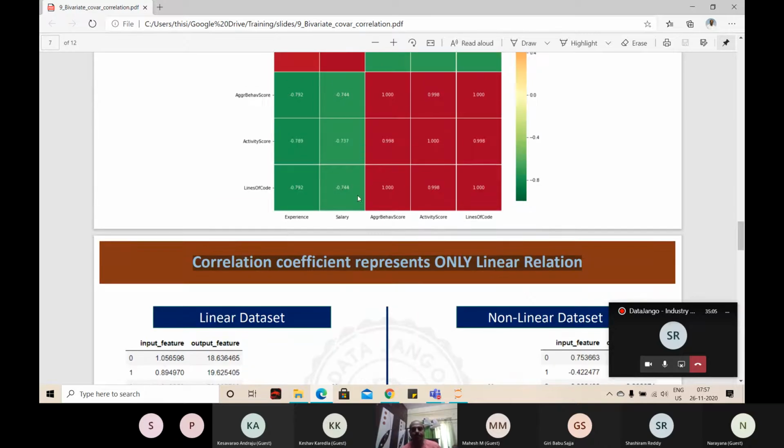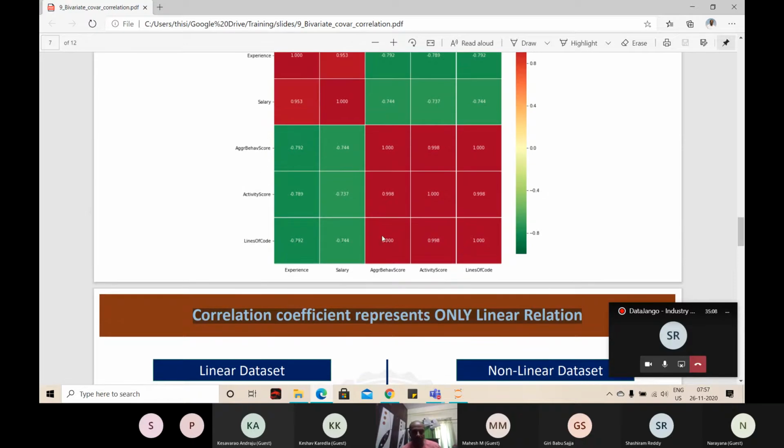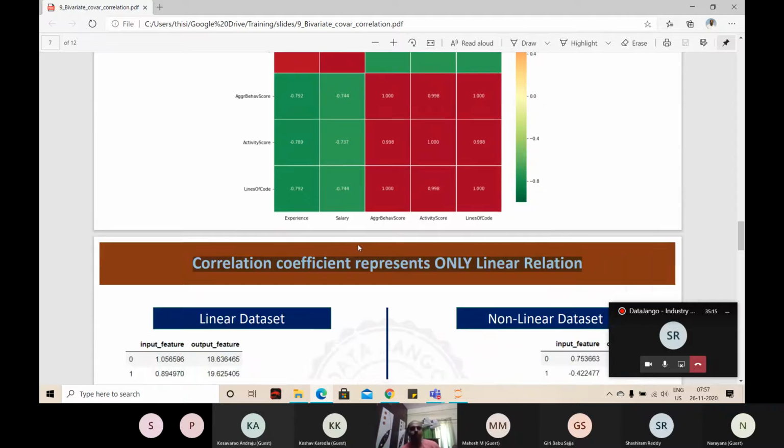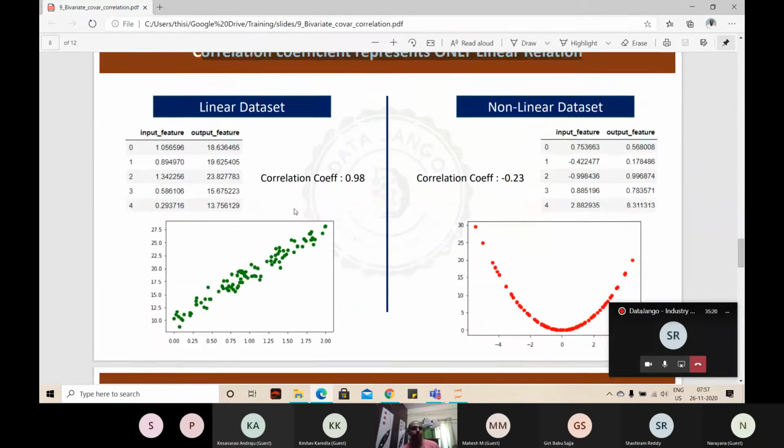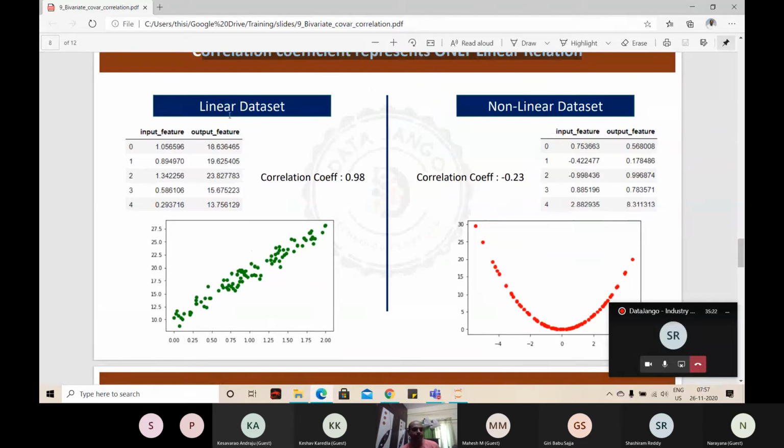Okay, I said that if the correlation coefficient is 1 or -1, they are either strongly positively correlated or strongly negatively correlated. Now I am saying correlation coefficient represents only linear relationship. Let us look at the data. I have taken a simple linear data set, input and output. When I did the scatter plot, I got a line kind of a thing here. I have generated this data to show you a strongly correlated thing. The correlation coefficient is 0.98.